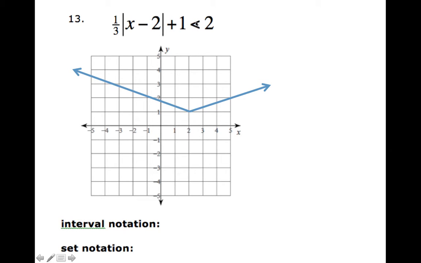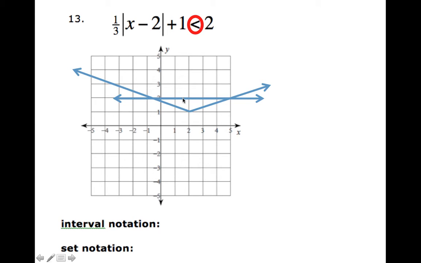Now, we've graphed the absolute value. Now we're going to graph this line, y equals 2. Y equals 2 is right there. Okay, now you have to look at this and understand the situation. I'm going to circle that. This says, when is this absolute value less than 2? So when is this absolute value below y equals 2?